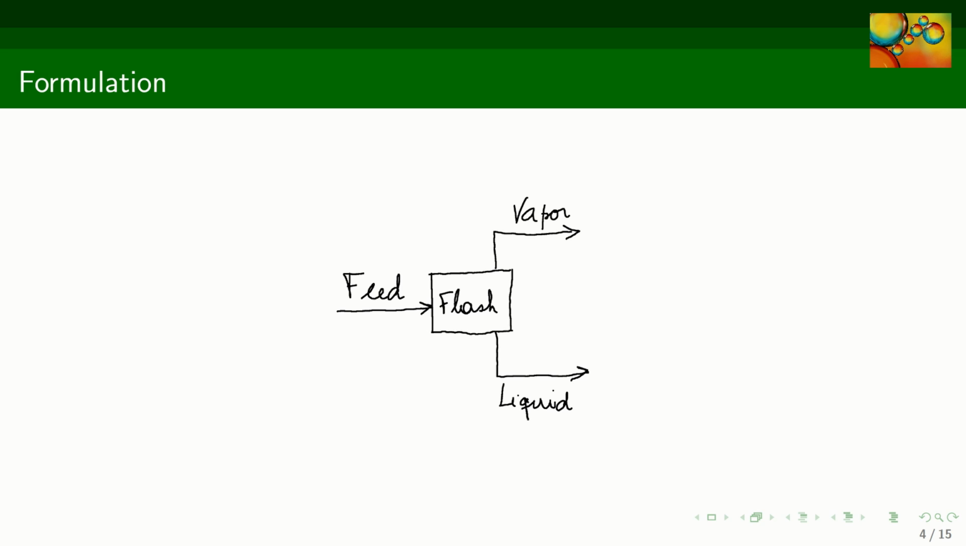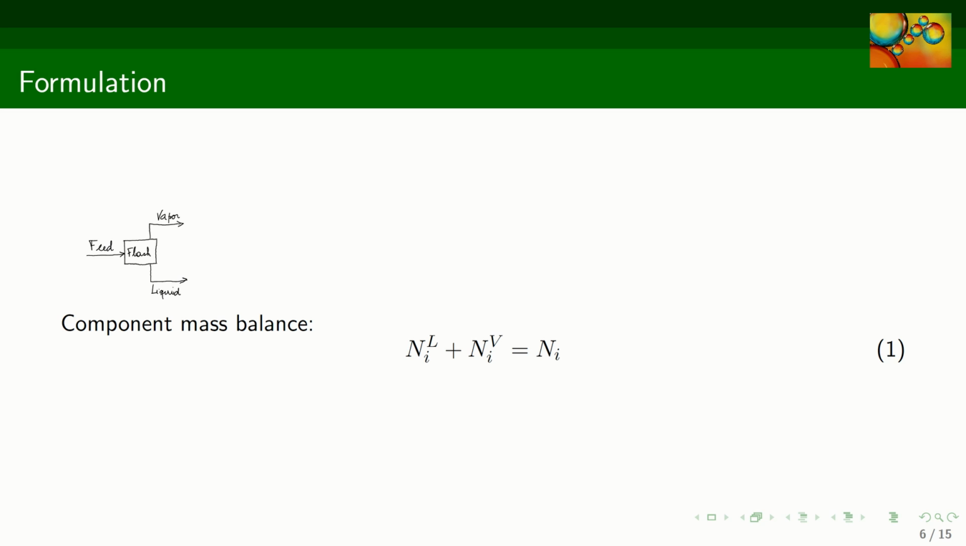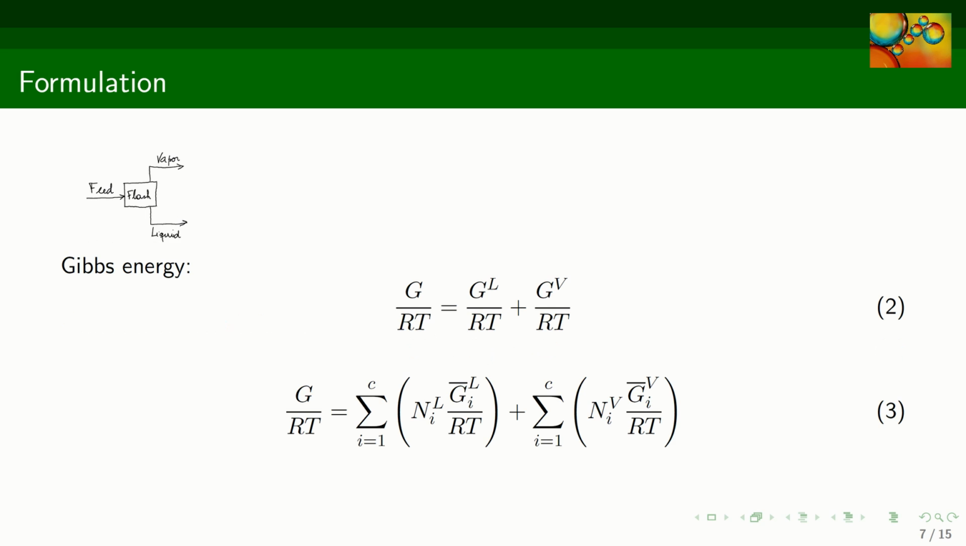It's important to note that we do not know beforehand the composition and the amount of the liquid and vapor phases. However, we do know that the mass balance for each component should be satisfied, and therefore the flow rate of each component in the liquid phase plus the flow rate in the vapor phase should be equal to the flow rate of the feed stream. The Gibbs energy of this system is given by the summation of the Gibbs energy of the liquid and vapor phases. Here, all of them are divided by RT, and remember that the temperature is constant in this problem because it's an isothermal flash tank.